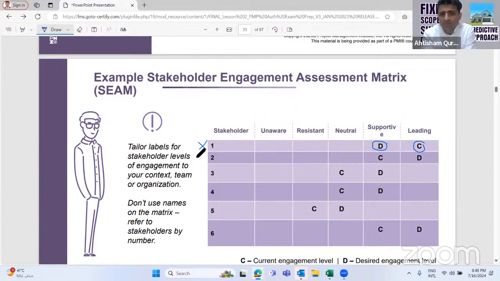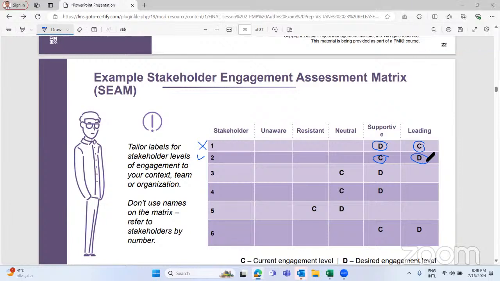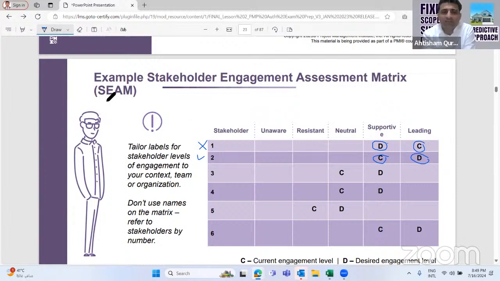Now let's say stakeholder 2, this stakeholder currently is supportive. Now what we actually want, our desired level, is that stakeholder 2 should be leading in our project. Make sense? So what is this type of matrix called? SEAM matrix, stakeholder engagement assessment matrix. So now what we are assessing is where they are right now currently, and what is the desired level.